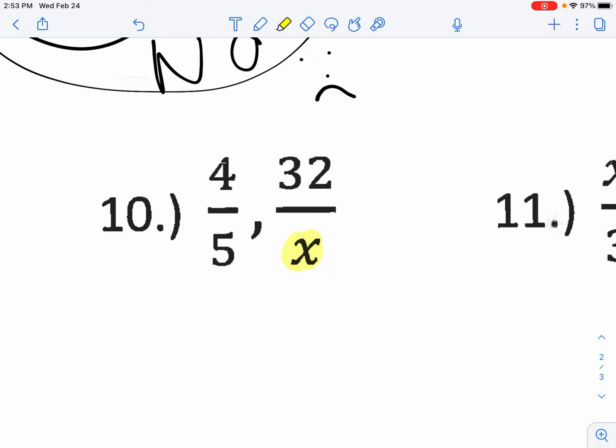We are solving for x. And again, I quickly see that 4 times 8 is 32. So what is 5 times 8? X equals 40.